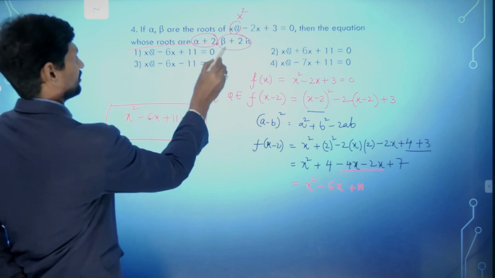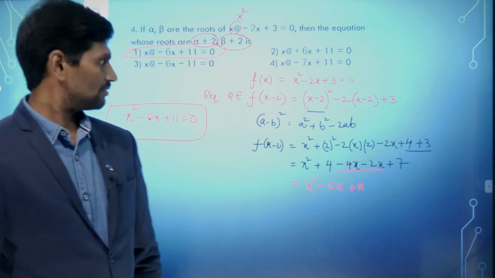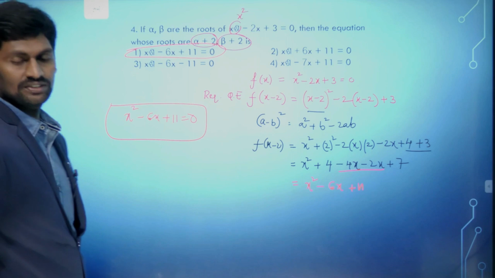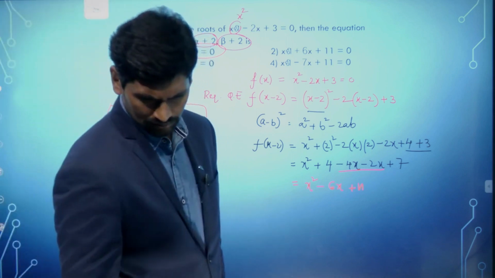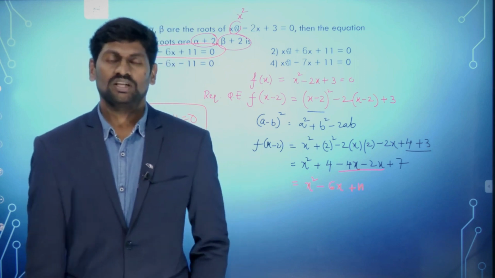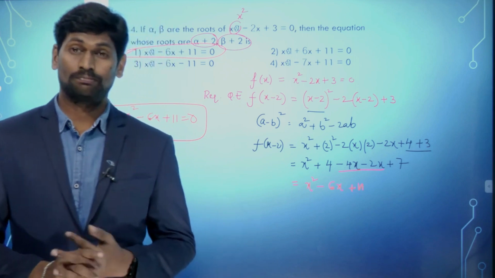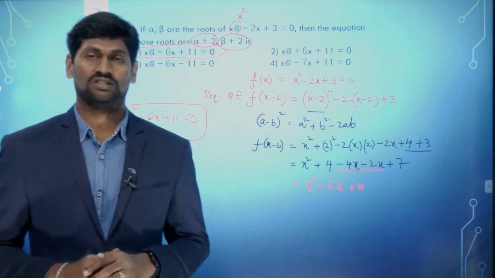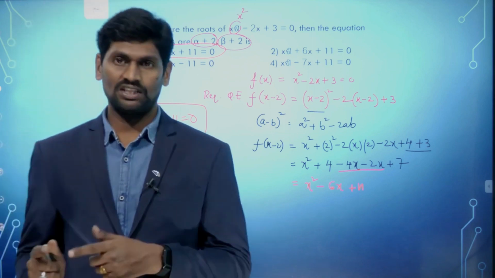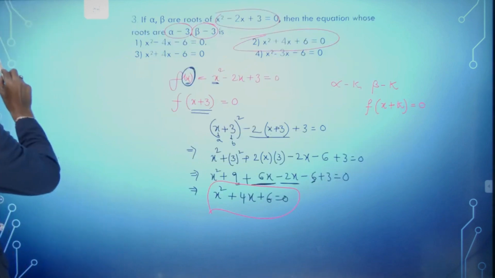That means equation number 1: x square minus 6x plus 11 equals 0. Please check, and once revise the concept. Go through the concept again today. We will discuss the remaining related topics regarding the transformation of quadratic equations in our next class. Just revise these concepts, very very important.